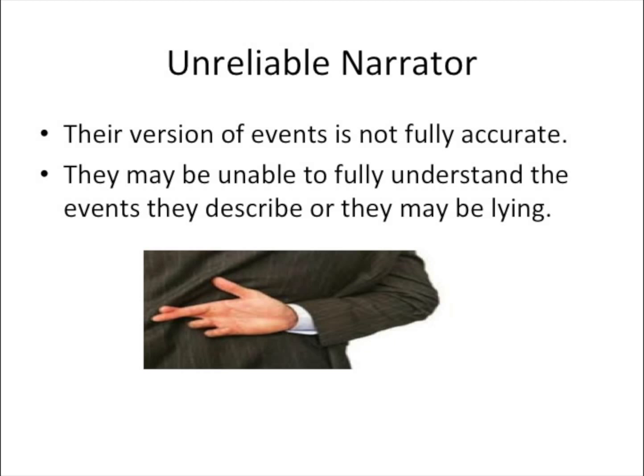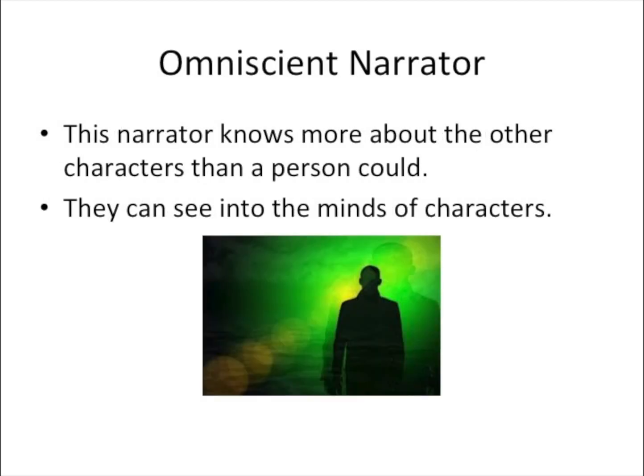Another interesting type of narrator is the unreliable narrator. With this narrator, their version of events is not fully accurate. They may be unable to fully understand the events they describe, or they may have a reason for distorting the events they describe. Another type of narrator is the omniscient or the all-knowing narrator. This is a narrator who knows more about the other characters than any person could, and is able to see into the minds of characters.